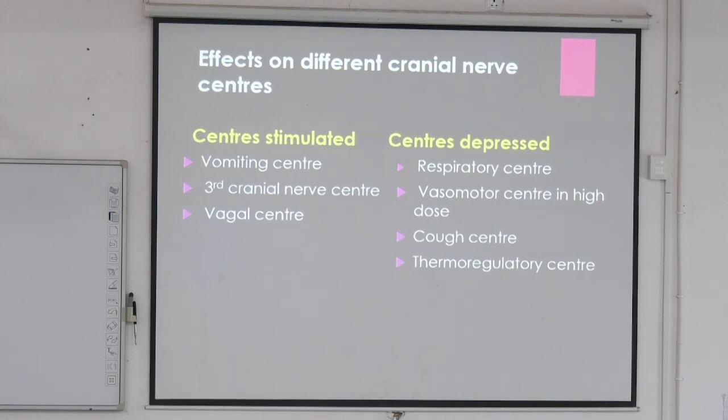What is the effect of morphine on the cardiovascular system? As I told you, morphine is a powerful histamine liberator.